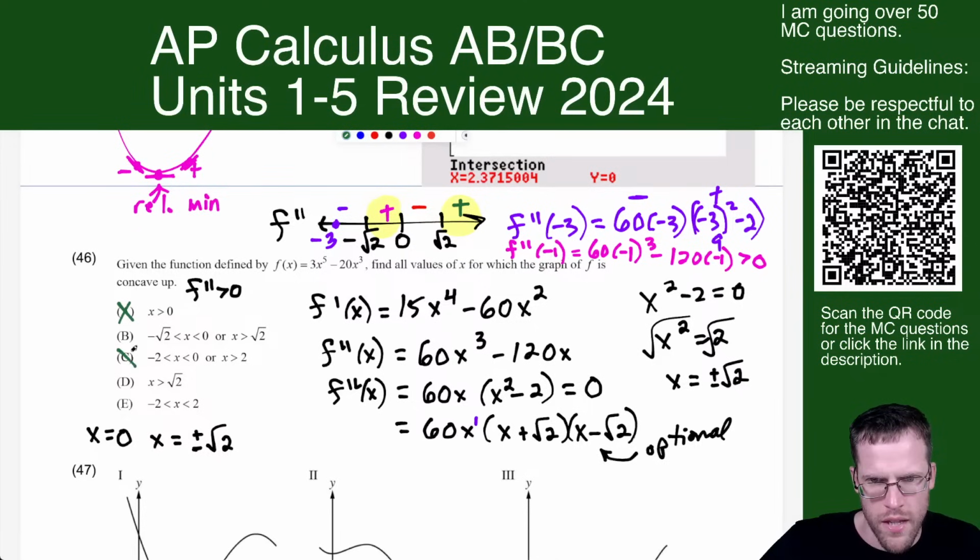So basically that eliminates everything except b. And let's see, -√2 to 0, but also greater than √2. So 46 is b.